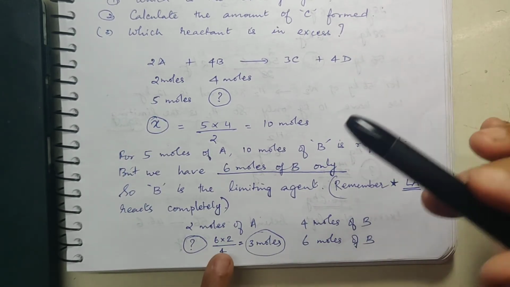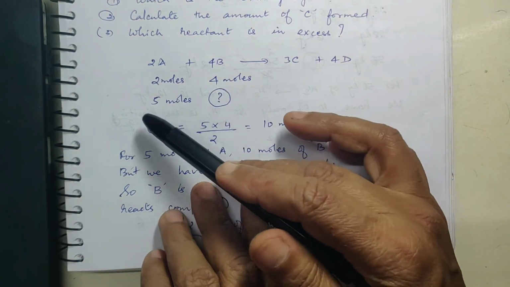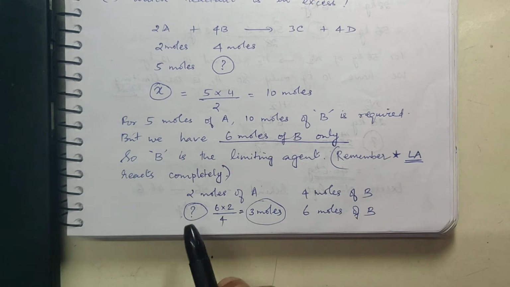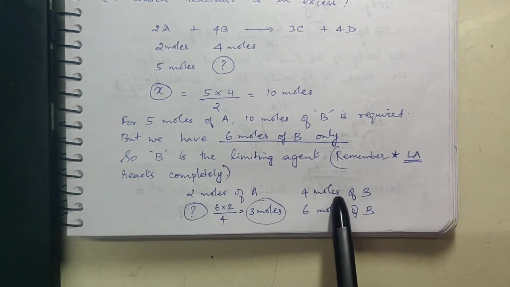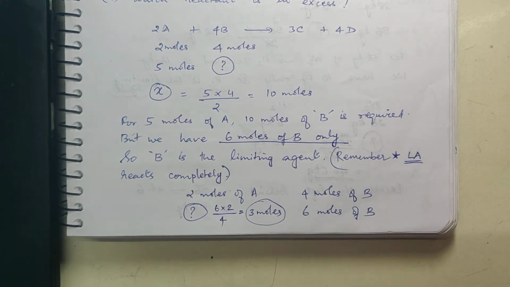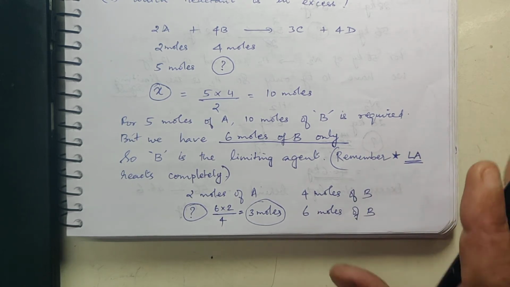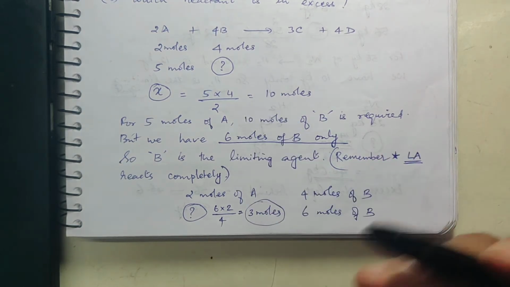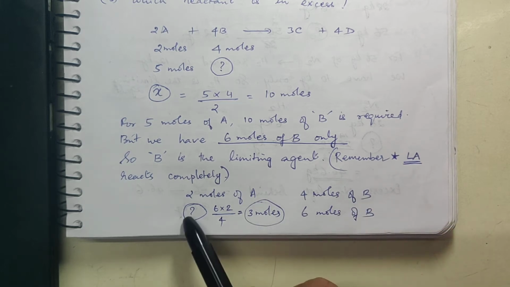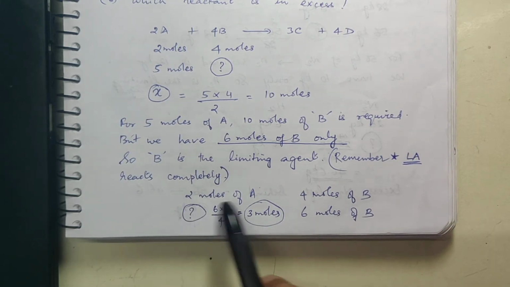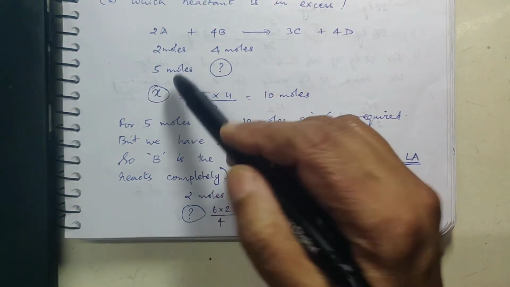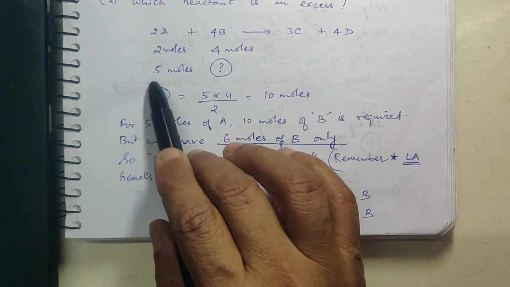Now, based on the limiting agent, you will have to find out what is the usage of the other. Now you see the next part. 2 moles of A requires 4 moles of B. Right? So you have 6 moles of B only. The one which is the limiting agent will get consumed completely. So you require 10 moles, we don't have. So if we have 6 moles, how much A is needed for 6 moles? A needed is 6 into 2 upon 4. That is 3 moles. But how much you are having? You are having 5 moles. You require only 3. You have 5.